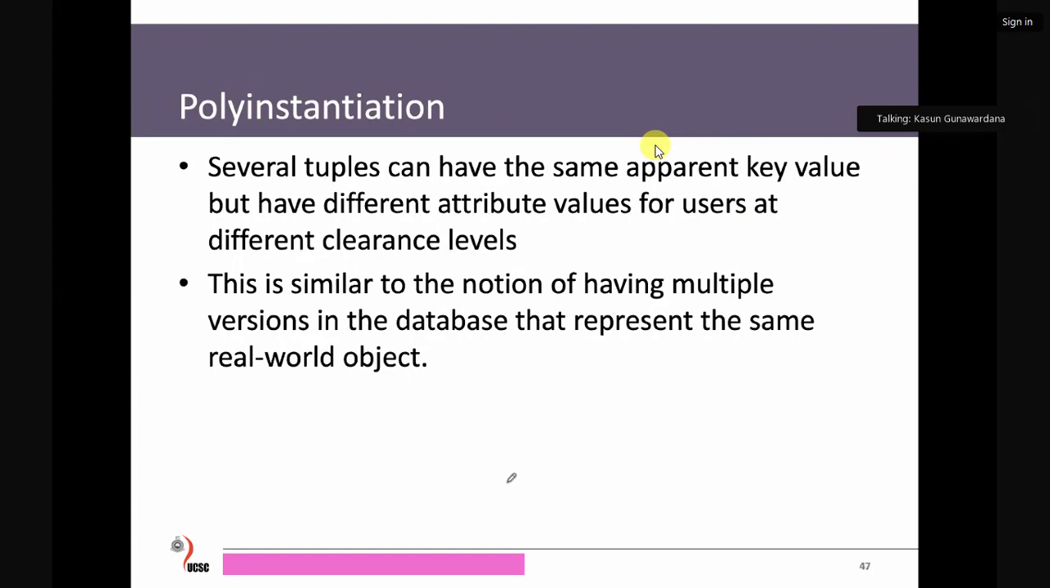Several tuples can have the same apparent key value but different attribute values for users at different clearance levels. This is similar to the notion of having multiple versions in the database that represent the same real-world object. The same real-world object, the same student, is represented at two different security levels. So we are keeping two rows. That's why we call it polyinstantiation.